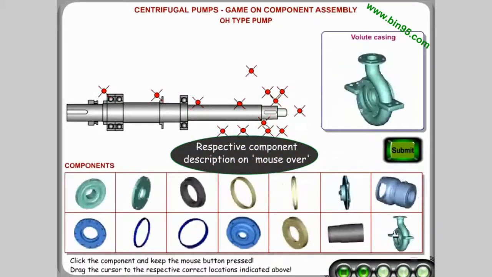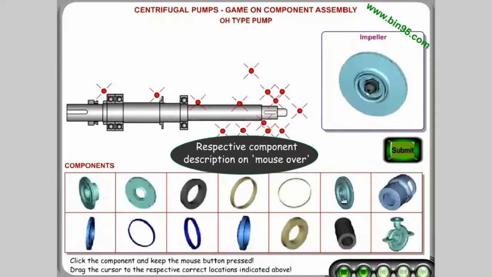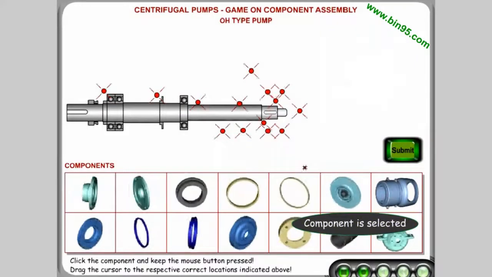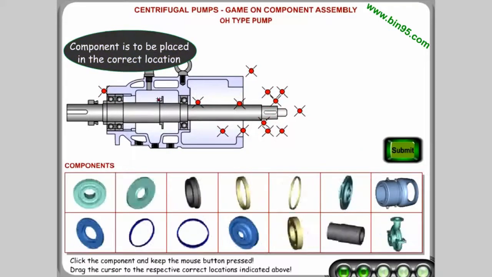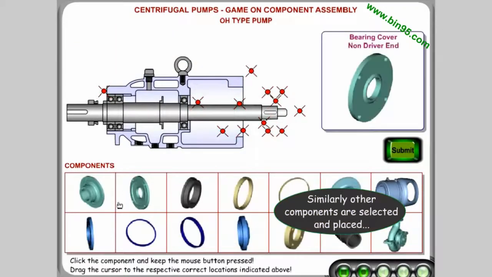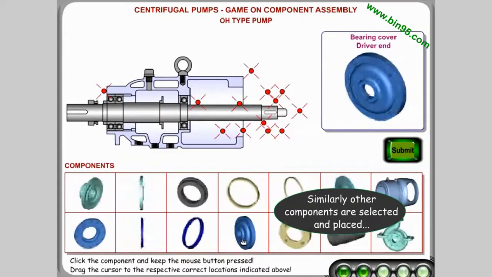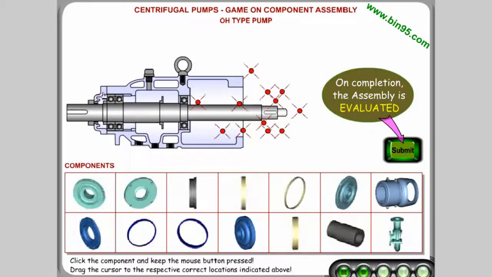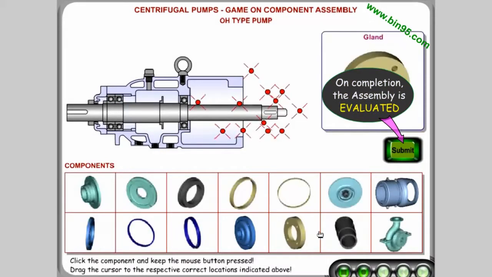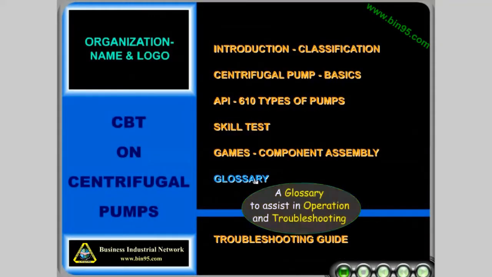Respective component description, on mouse over. Component is selected. Component is to be placed in the correct location. Similarly, other components are selected and placed. On completion, the assembly is evaluated. Back to main index. A glossary to assist in operation and troubleshooting.